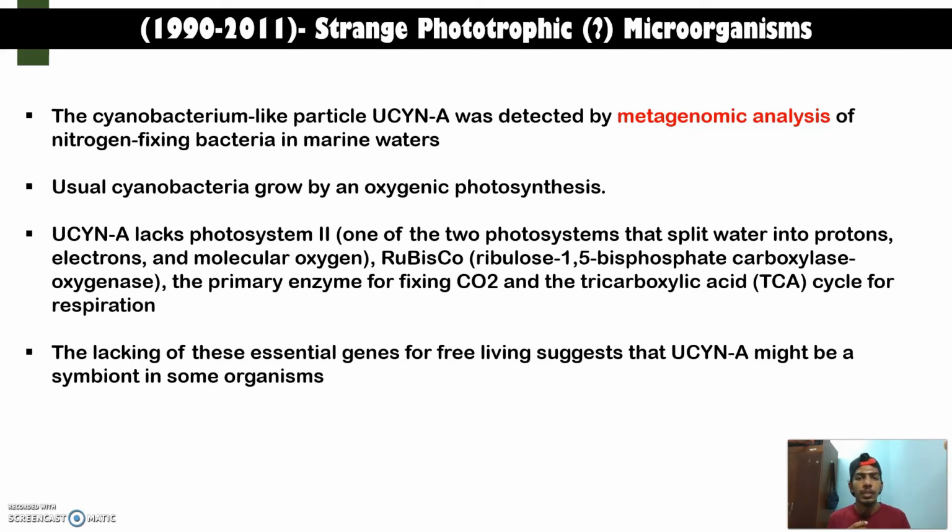Usually, cyanobacteria grow by oxygenic photosynthesis, but this UCYN-A lacks photosystem II, RuBisCO, the primary enzyme for fixing carbon dioxide, and the tricarboxylic acid cycle. This lack of essential genes for living suggests that UCYN-A might be a symbiont in some organisms.